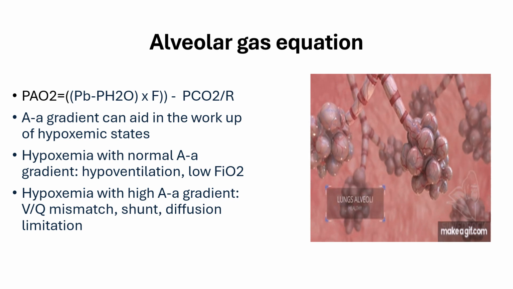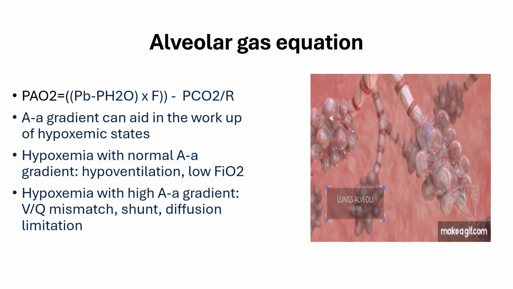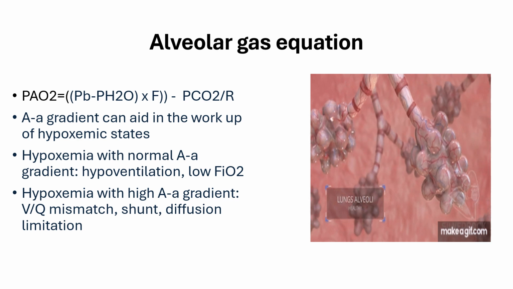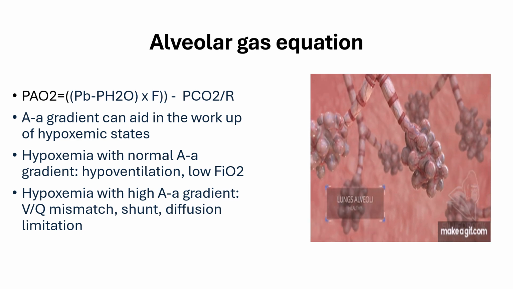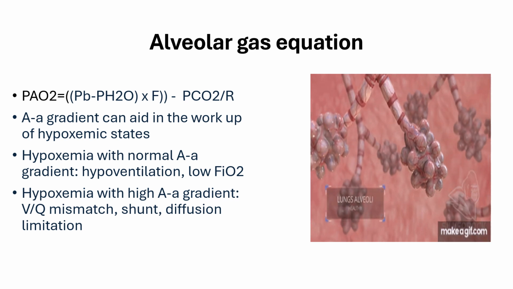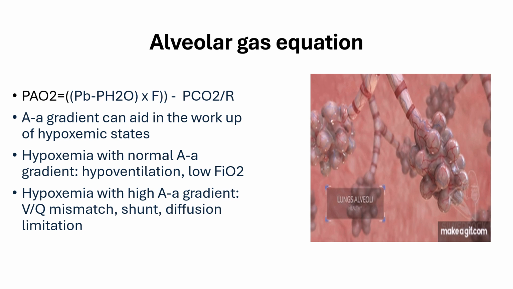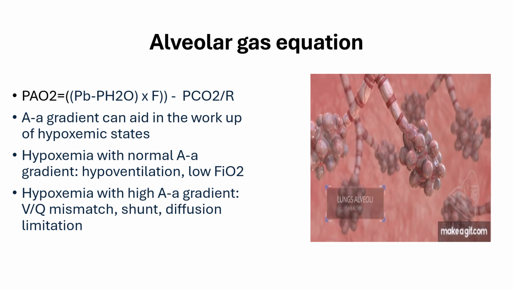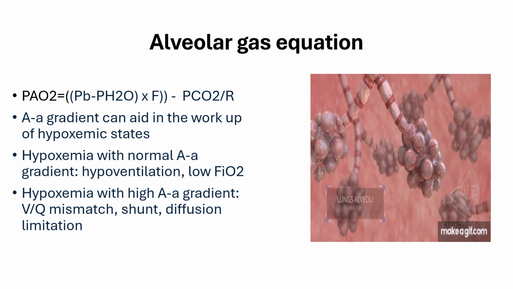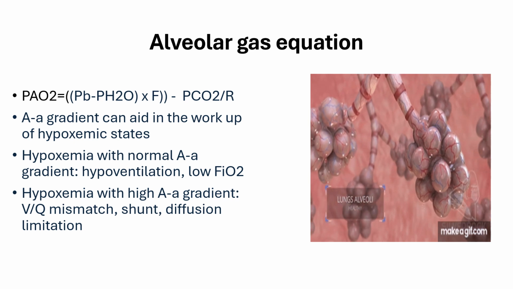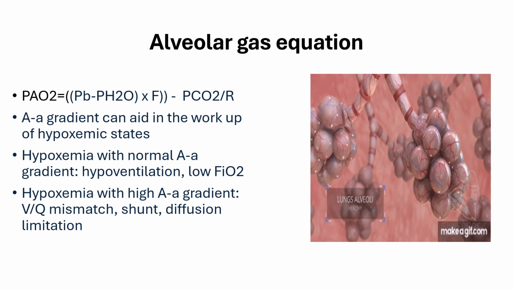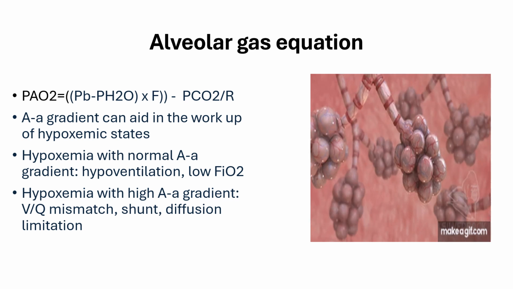The AA gradient, or alveolar-arterial gradient, can aid in the workup of hypoxemic states. For example, hypoxemia with a normal AA gradient typically represents a hypoventilatory state, such as opioid overdose, or low inspired oxygen, or high altitude or low barometric pressure. Hypoxemias with high AA gradients typically are due to VQ mismatch, ventilation-perfusion mismatch, shunt, or diffusion limitation.